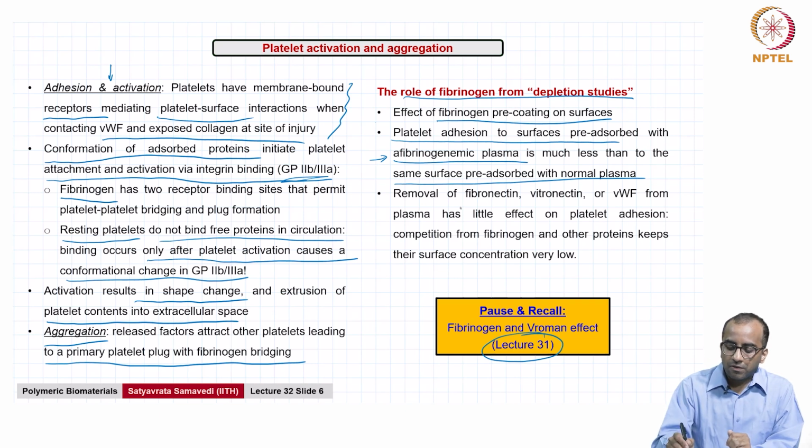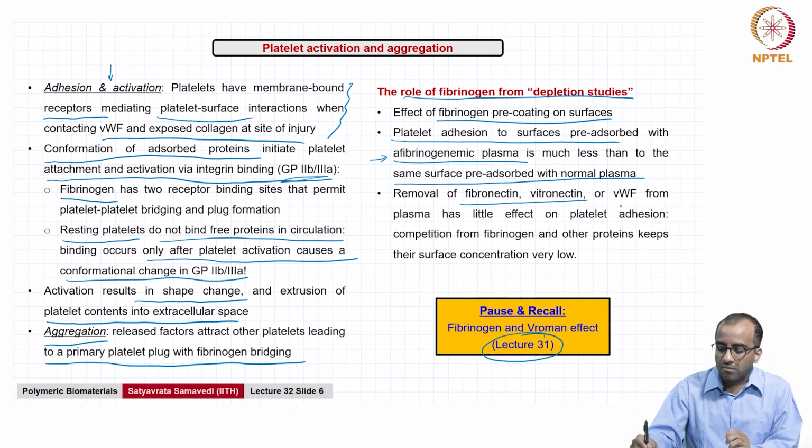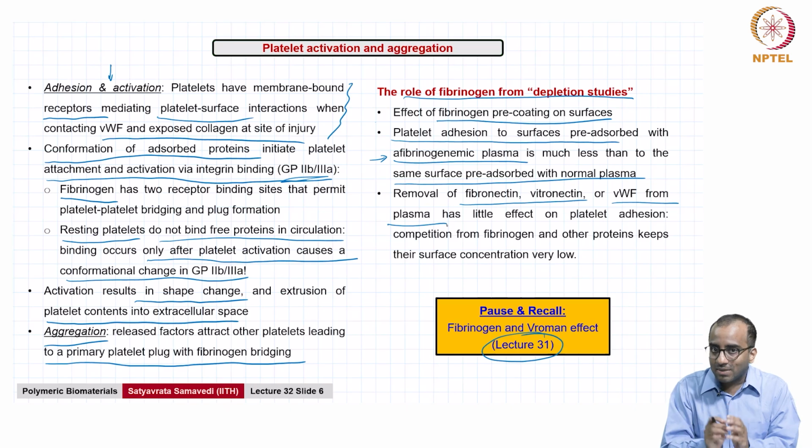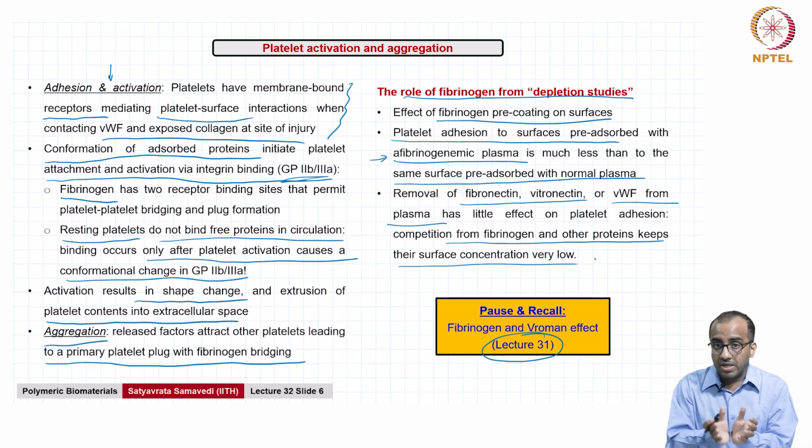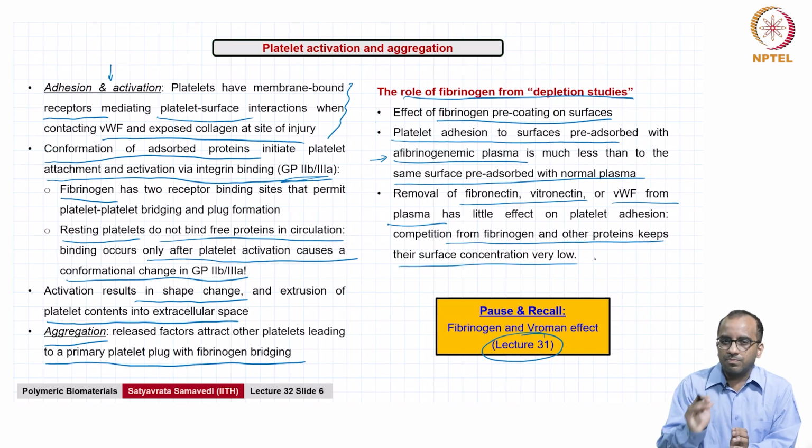Interestingly, removal of fibronectin, vitronectin or von Willebrand factor from plasma has little effect on platelet adhesion in some of these studies, because competition from fibrinogen and other proteins keeps the surface concentration of these other proteins very low. Although on their own in pre-adsorption studies, proteins like fibronectin, vitronectin etc. perhaps can promote platelet adhesion, their removal from mixed protein solutions still has not much of a significant effect, because it is primarily through fibrinogen that platelet adhesion is mediated.